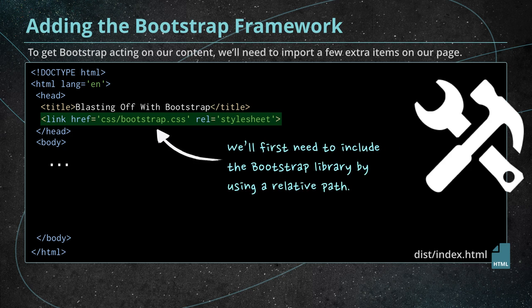Remember how this index.html file is in our dist folder? Well, that css/bootstrap.css file is a relative path to our index.html file. By just adding this link tag, we're set on the styling of our web page for now.